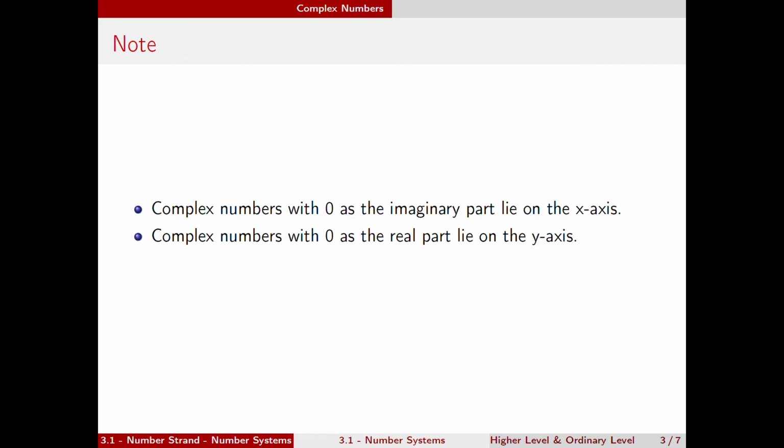Complex numbers with 0 as the imaginary part lie on the x-axis with all the other real numbers, and complex numbers with 0 as the real part lie on the y-axis.